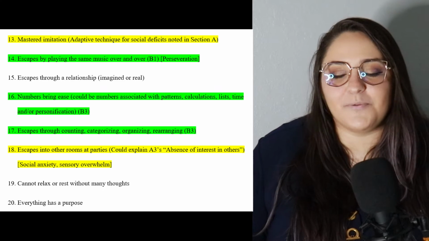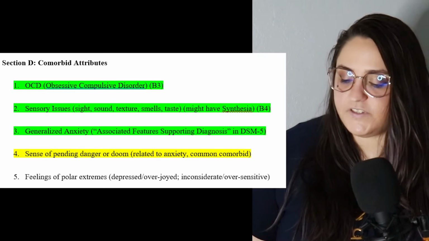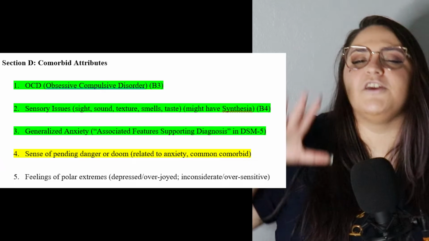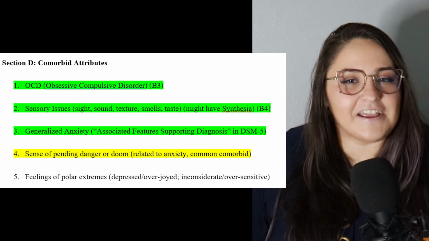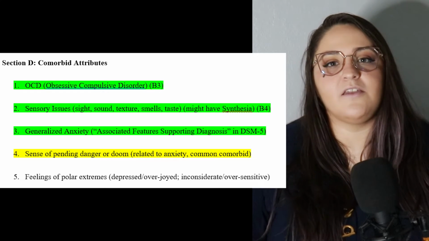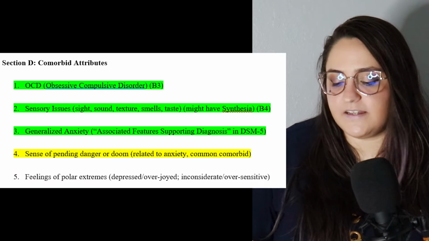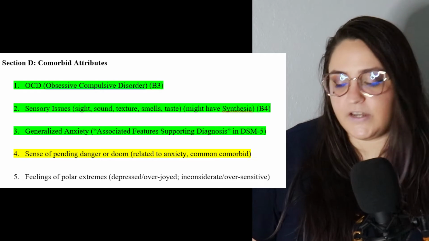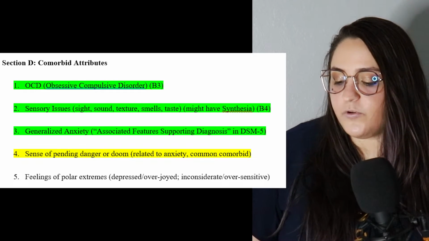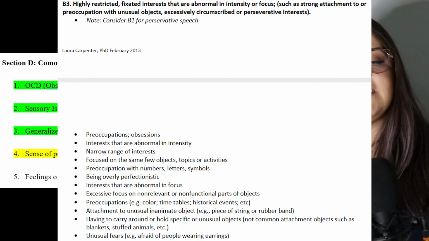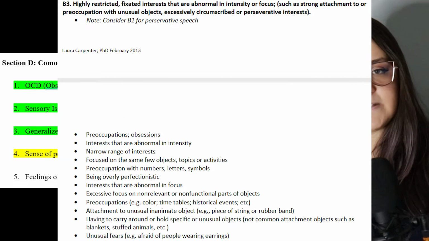I don't really have anywhere to put that either under criteria. So section D, comorbid attributes. I thought about leaving this out of the calculation of the percentages of accuracy, but I decided to keep it in because there is a section on comorbidities when it comes to the DSM-5, so I went ahead and kept it in. OCD, obsessive compulsive disorder, falls under B3, or basically OCD tendencies, to be more specific of why that might fall under B3.